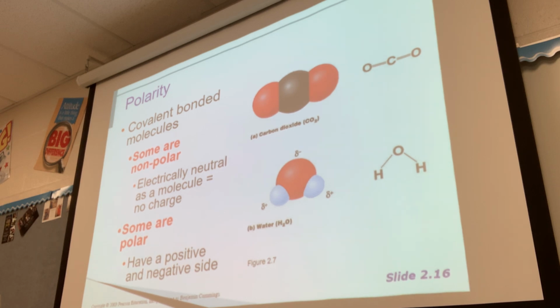Polarity is a little bit different. With polarity, what we see happening is that they're still sharing, like in a covalent bond. It's just one of them is a little more greedy, and one of them holds on to that electron a little bit tighter. So like in that picture we saw, imagine that the guy was holding on a lot tighter than the girl was. And if that's the case in a covalent bond, then you might end up with a slightly positive and a slightly negative charge.